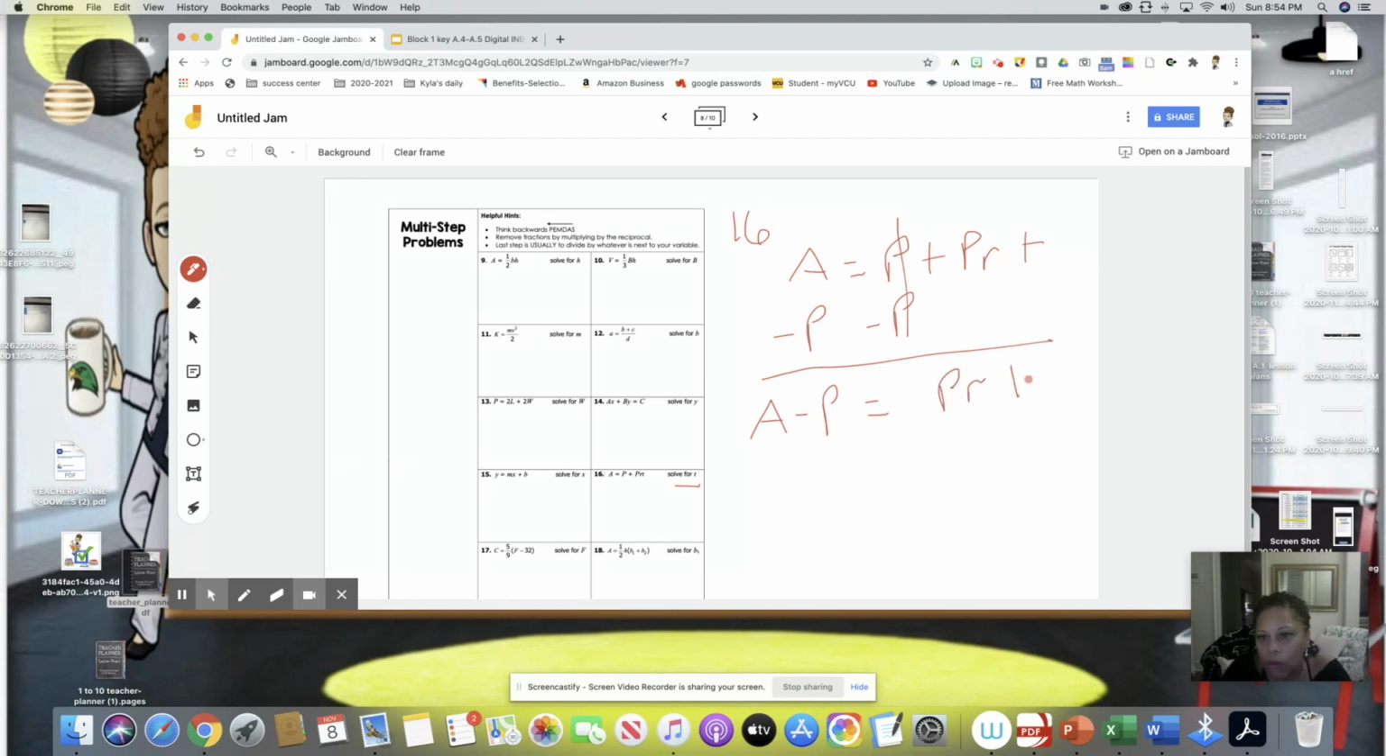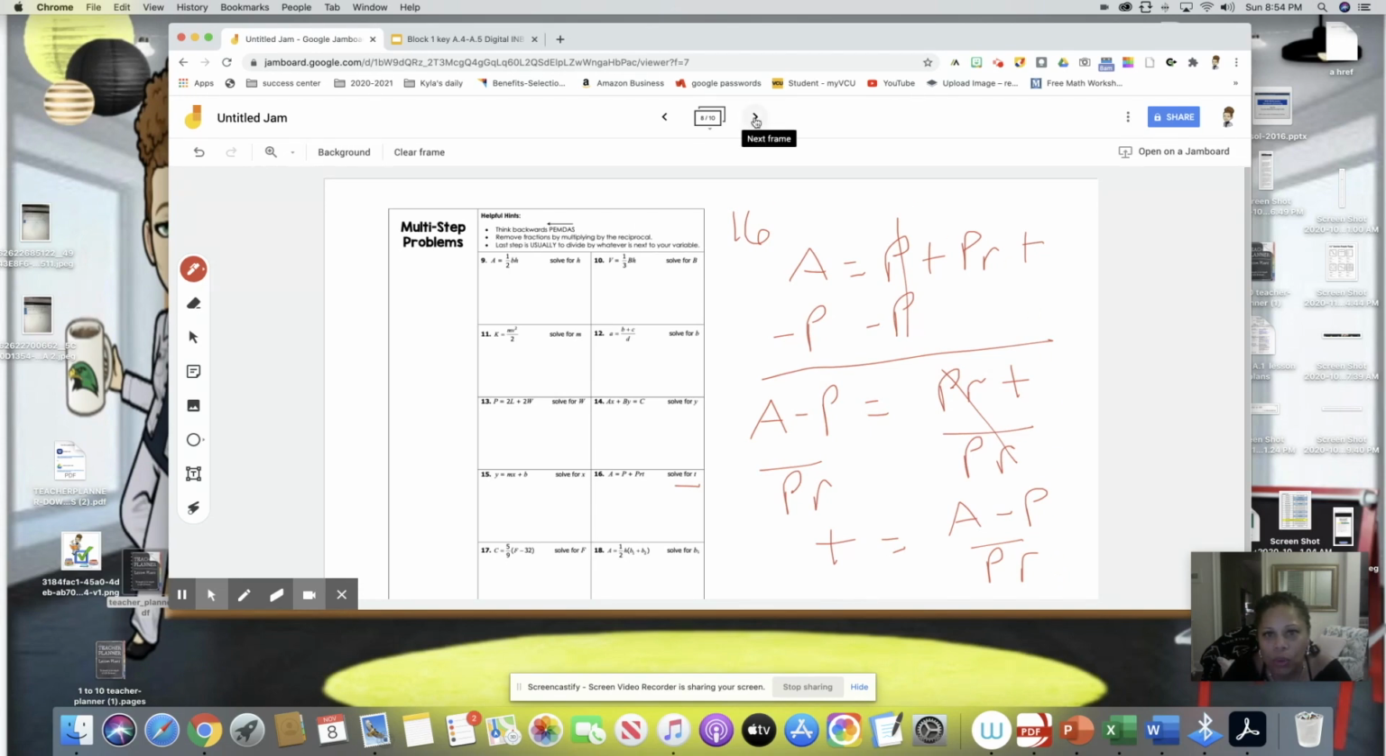Now, when we're solving for t, remember I taught you, we want to divide both sides by PR. Keep them together because multiplication is commutative. They cancel because the p's cancel and the r's cancel, and then you just rewrite the problem: A minus p divided by PR. Okay, guys, we're almost done. We only have 2 more to do. Why don't you pause the video and try the next 2 on your own?